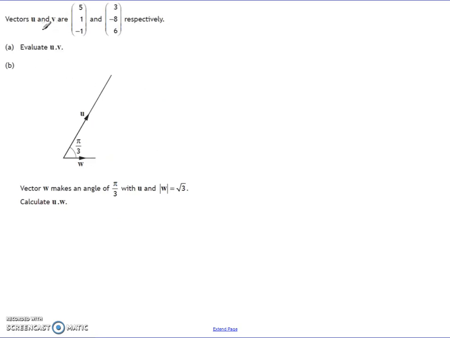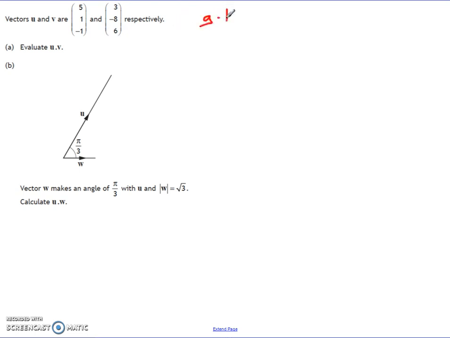Second question, if I've got u and v given by these 2 vectors respectively, first thing I have to calculate is u dot v. Then the second thing I'm told is that vector w makes an angle of pi over 3 with u and has this magnitude, calculate u dot w. First thing you should notice is they're both scalar products. One involves an angle, one involves a pair of vectors. So you're going to have to use both variations of it. You need to start to make sure that you understand these.